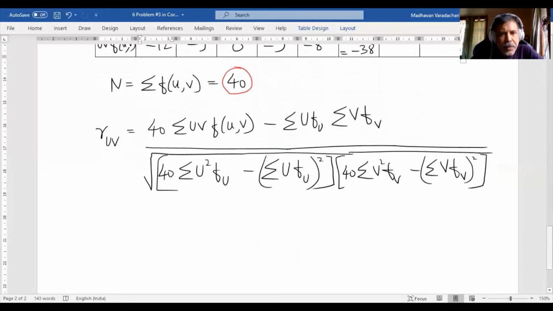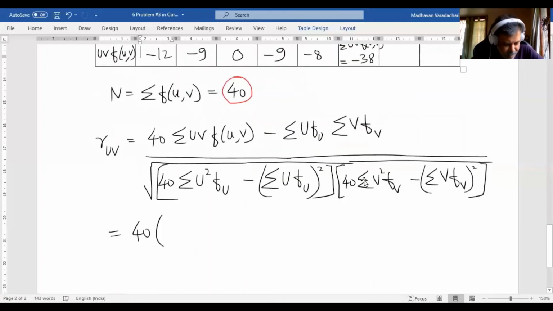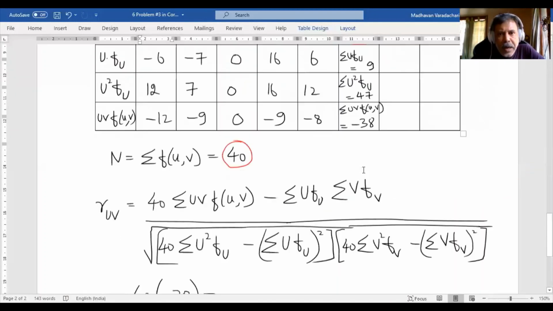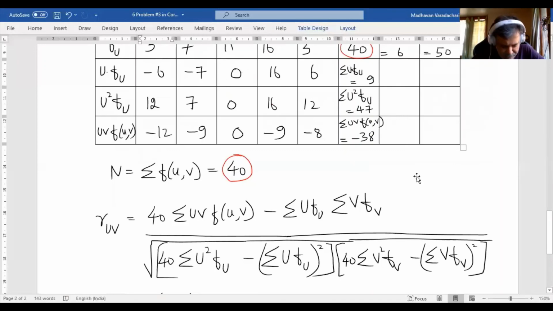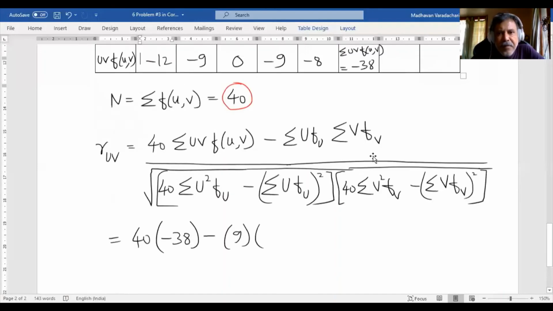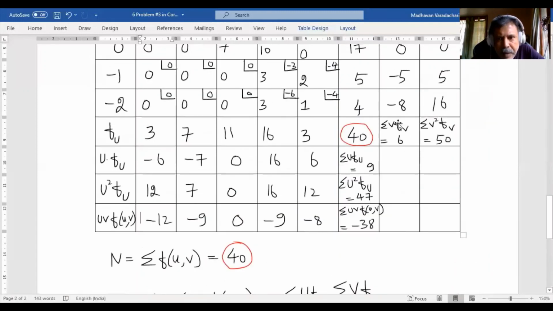Now let us substitute the values. 40. What is U V F of U comma V? It is minus 38. Substitute that. Minus. What is sum U into FU? Here it is. It is 9. What is sum V FV? Sum V FV is somewhere here. Yes, 6.